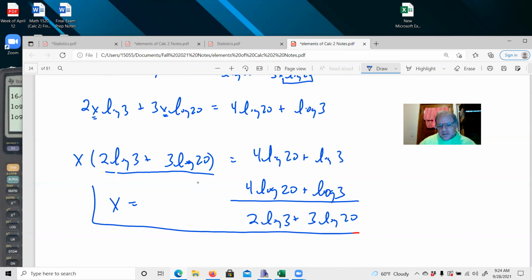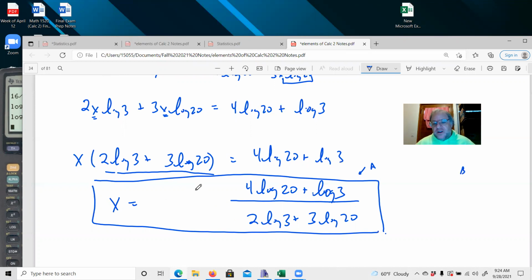Don't touch it. Just leave it alone. Oh, I don't want a calculator approximation. That'll cost you the B. That'll cost you your A. So right there, that's an A answer. Convert it to a decimal, that's a B answer. The reason why is you don't know how many decimal points the person asking you this question is going to need.